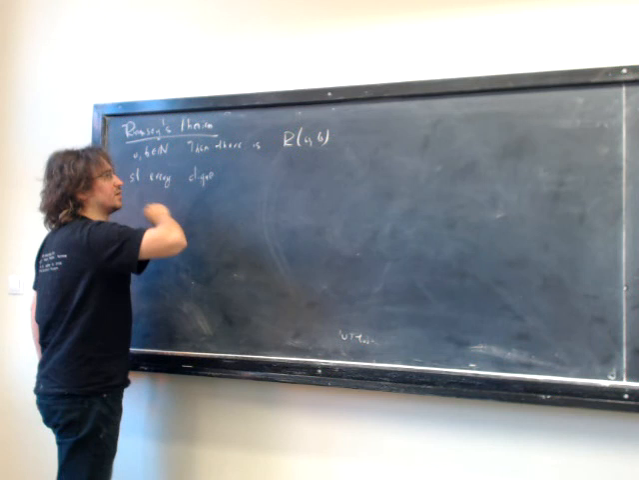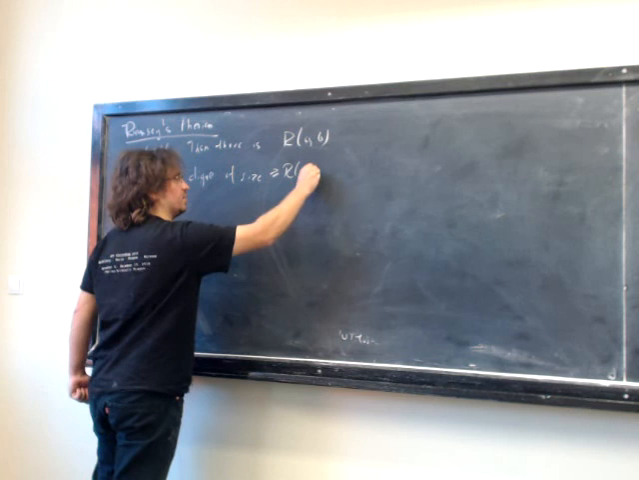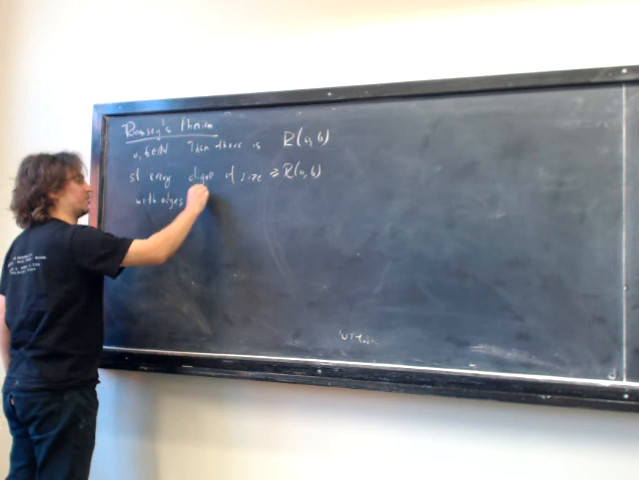clique of size at least R of A, B with edges colored with two colors, let's say red and blue.